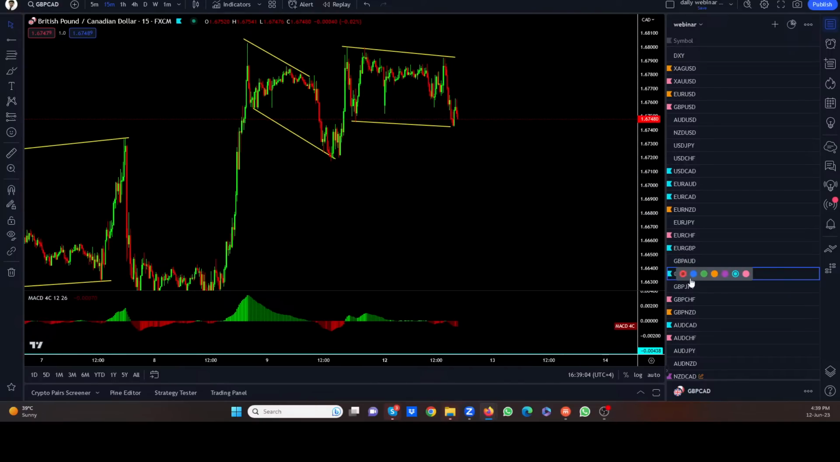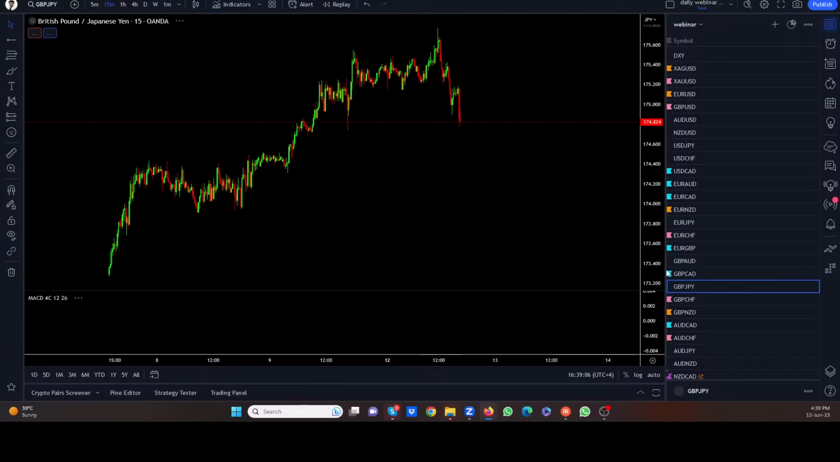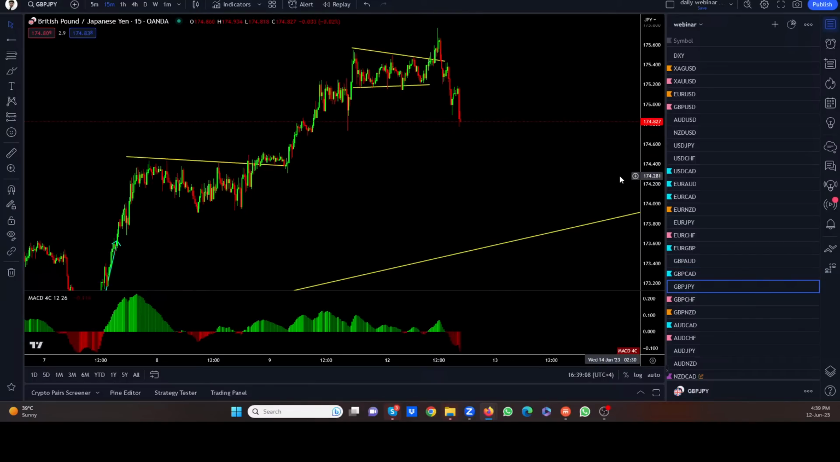Pound Yen, let's see what Pound Yen has. Okay, anybody took the sell? Come on, my traders, anybody took the sell? Nobody sold the Pound Yen? Okay, sorry, I have to wait for 30 seconds. I keep forgetting that we're not on Zoom.